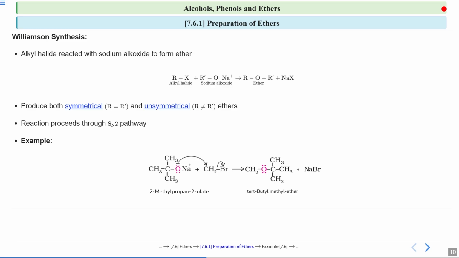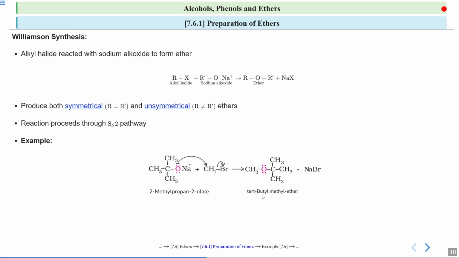Now look at this example. When we talk about Williamson synthesis, there is one catch. Your alkoxide group over here is a tertiary alkoxide group. This alkoxide is tertiary butoxide, so this is a 3-degree alkoxide. And if you see the alkyl halide, it is a primary alkyl halide. So in Williamson synthesis, it is preferred that you take a primary alkyl halide and tertiary butoxide. If you take a primary alkyl halide, only in that case will you form an ether.